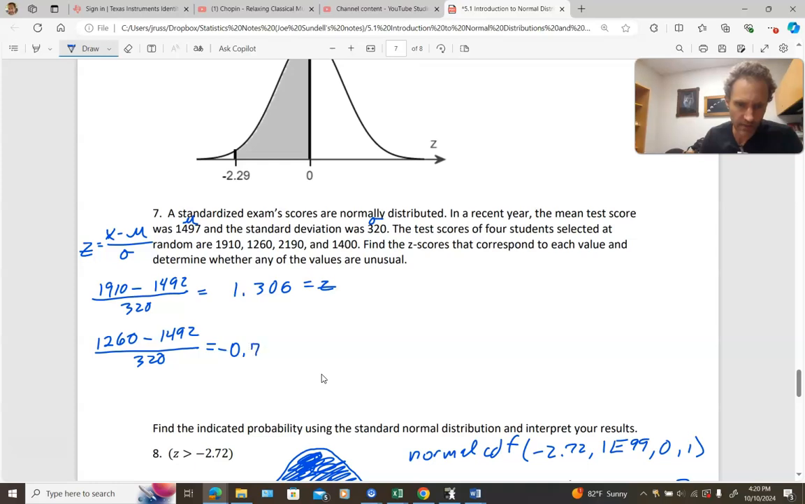Negative 0.725, okay? You can even say z of 1260, and this would be a z of 1910. So you can think about this as kind of like a function. It takes the actual raw score and it converts it into a z-score, so it's like a z function. And then for the last two, this student did really well.